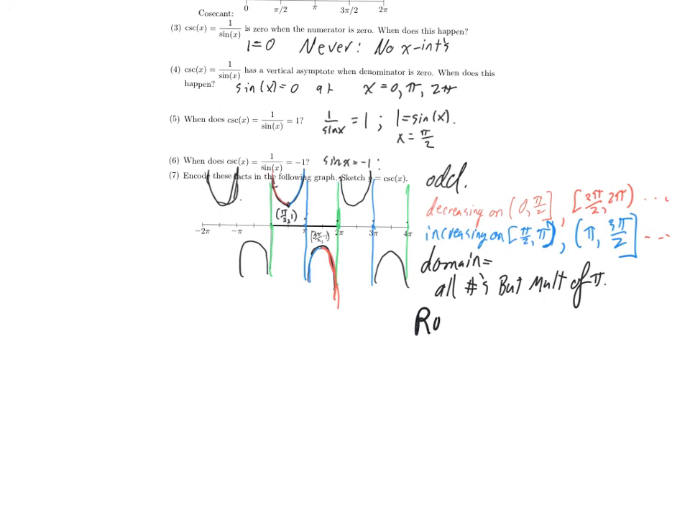The range. Well, you answer this by seeing what y values are on the graph. Any y value less than negative 1, yeah, that's totally in the graph. Y equals negative 1, yeah, that's on the graph. Things between negative 1 and 1, nope, those aren't on the graph, but everything else is. So the range is negative infinity to negative 1, together with 1 to infinity.